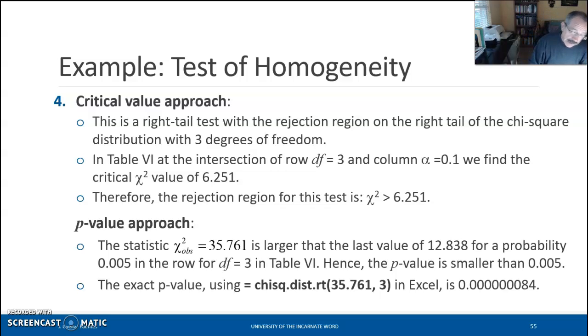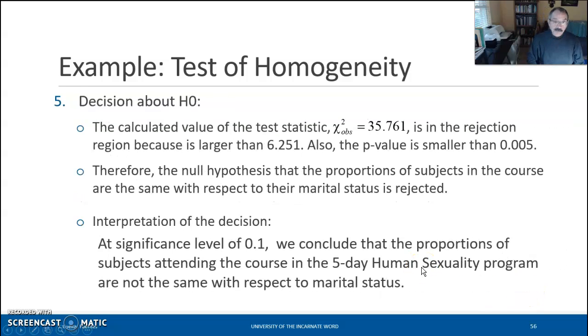If you would like to find the exact p-value, you use this formula in Excel, and you find it is 0.00000084. Very, very small. Now that we have that information, we can make a decision about the null hypothesis. The calculated value of the test statistic is 35.761, which is much larger than the critical value of 6.251. So the test statistic is in the rejection region.